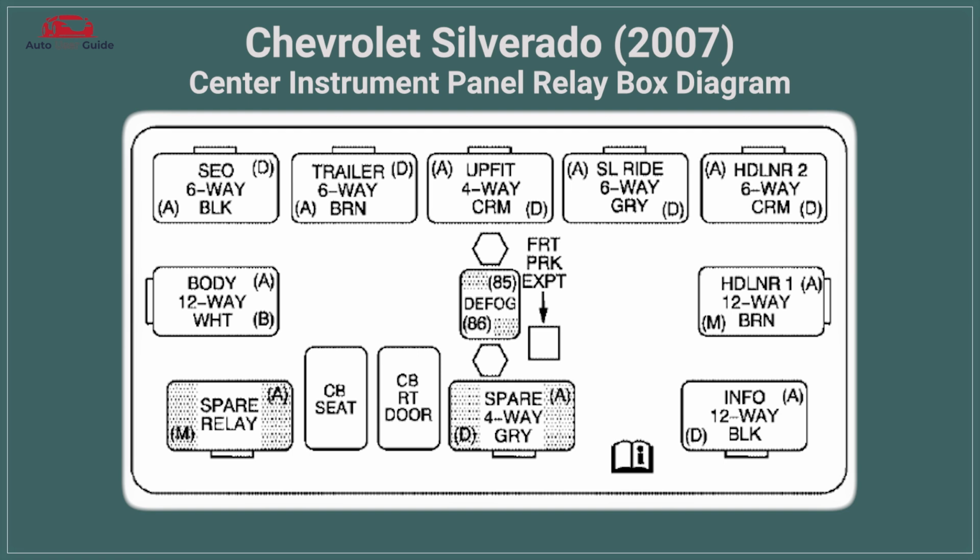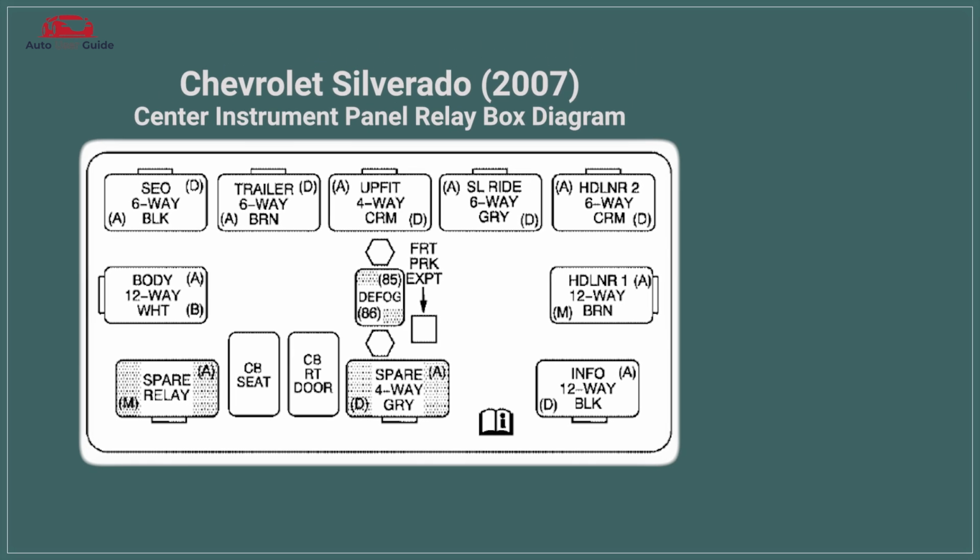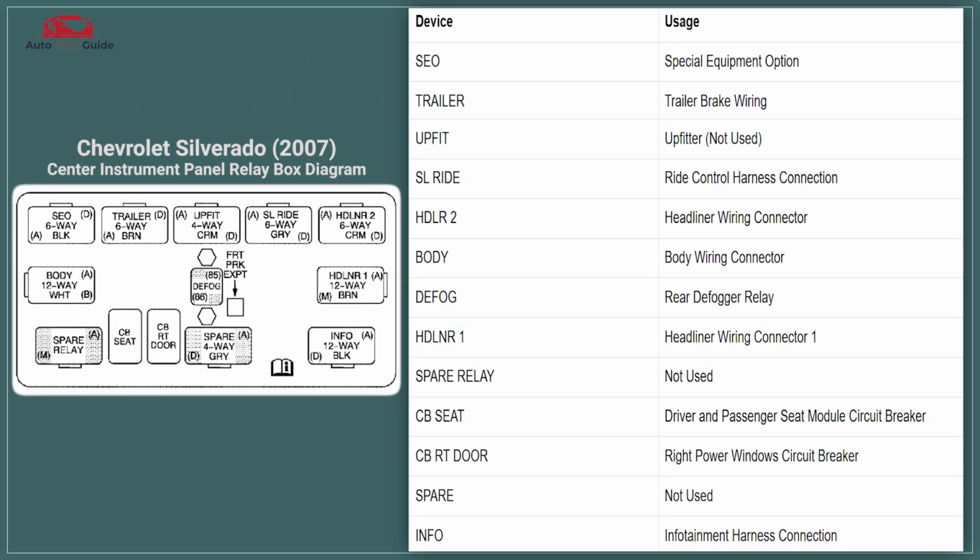The center instrument panel relay box in a 2007 Chevrolet Silverado houses relays that control functions like the rear window defogger and other auxiliary systems.